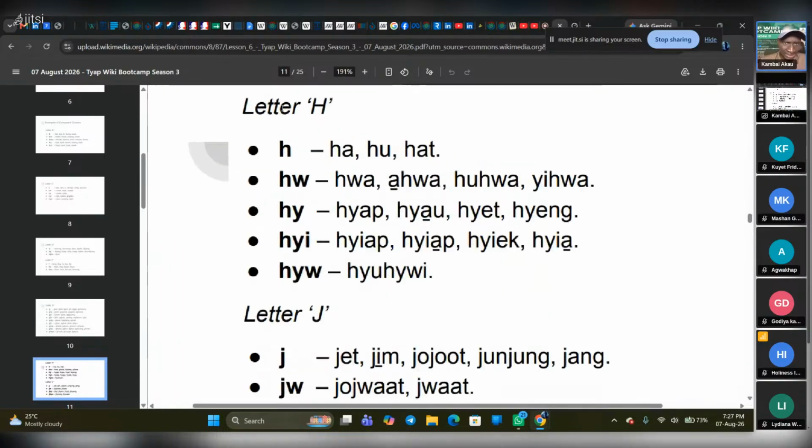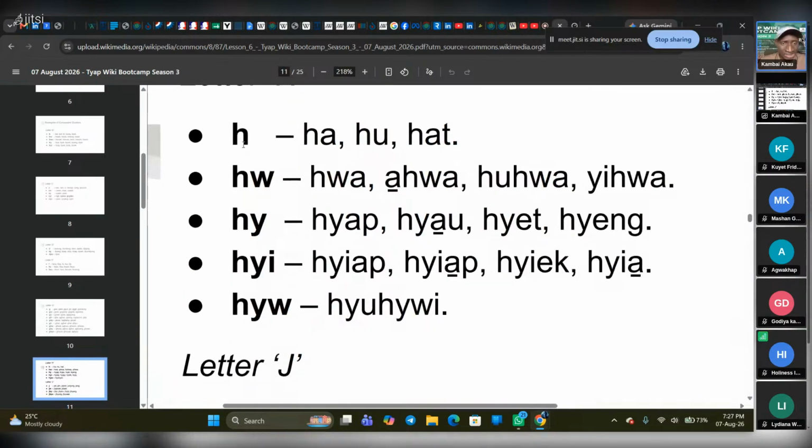And then under letter H, we have words or sounds such as the pure ha sound. For example, we have the exclamation ha. We have the definite article who. We have hat, and then we have the labial form of the ha sound, with examples such as hua, ohua, huhua, and yihua. Then we have the palatalized form of the ha sound.